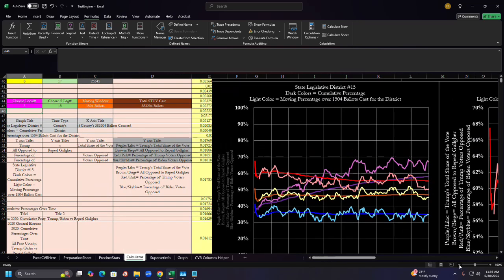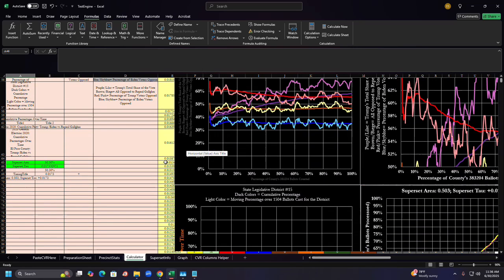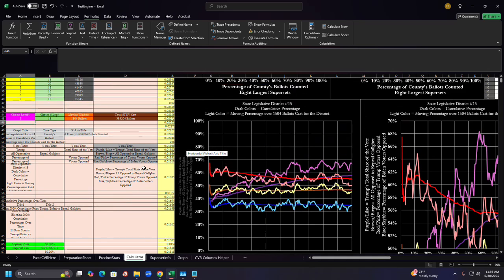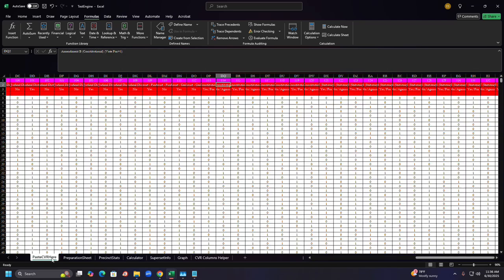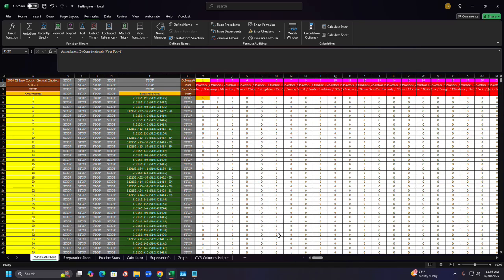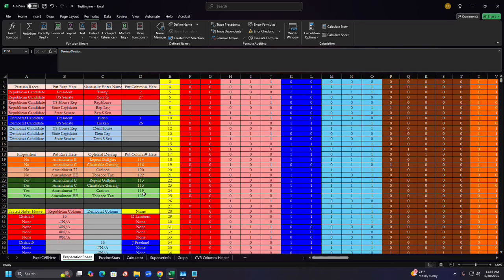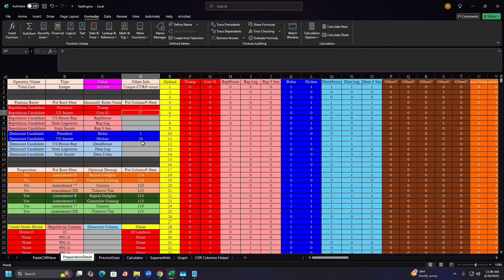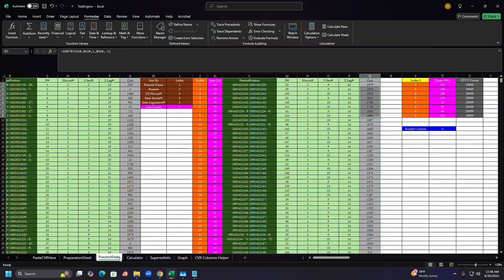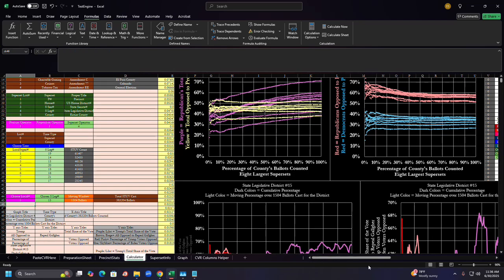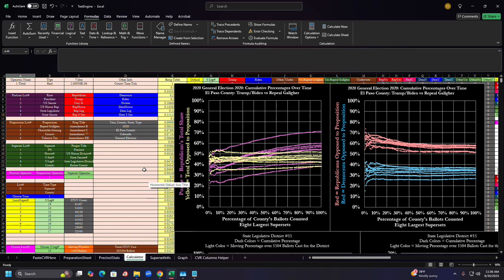So this engine lets you, with the click of a button, really, once you put your cast vote record in and you set up your column numbers for the different partisan races and the different ballot propositions, it really just becomes plug and play.